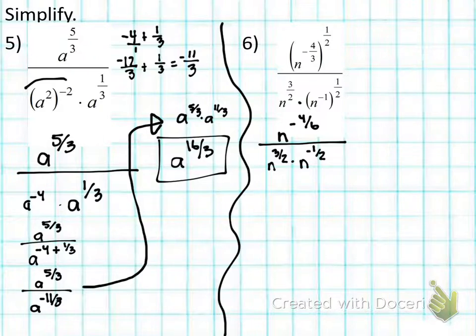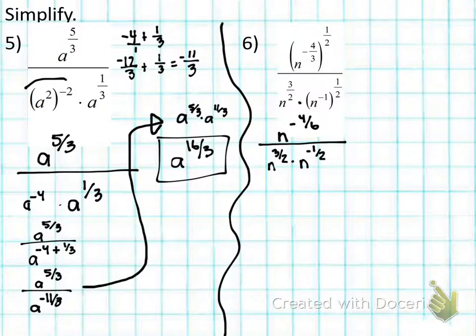Okay, how did I get 4/6? You should know this, kids. 4/3 times 1/2. So numerator times numerator is 4. Denominator times denominator is 6. Does that make sense? Okay, that's a side problem. I'm going to erase that.